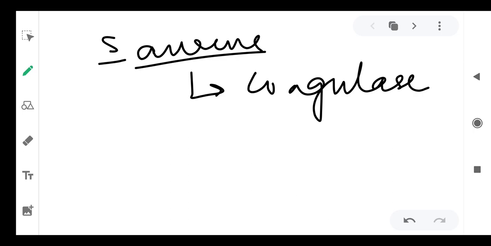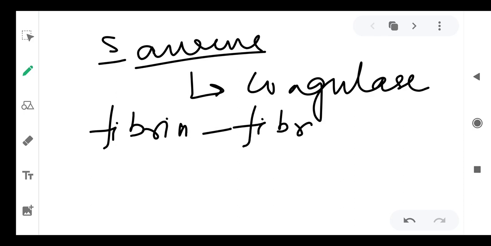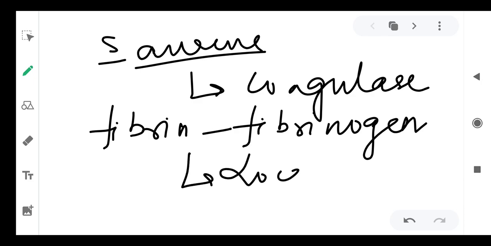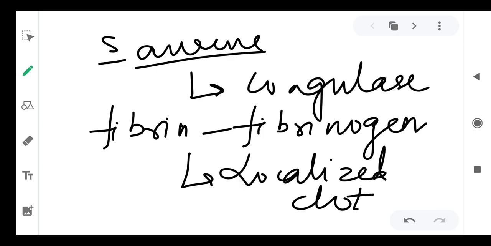Coagulase is an enzyme that converts fibrinogen to fibrin, forming a localized clot. Within that clot they may hide from the immune system and be protected from phagocytosis.